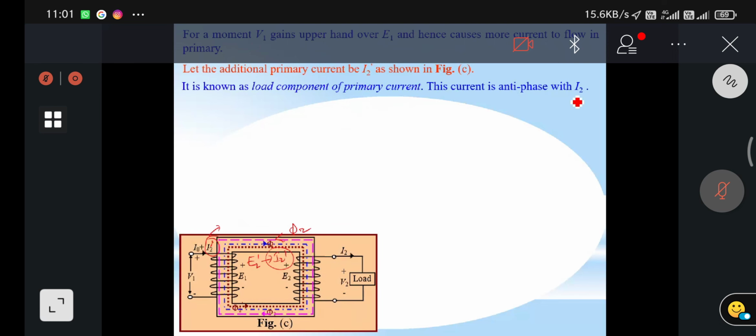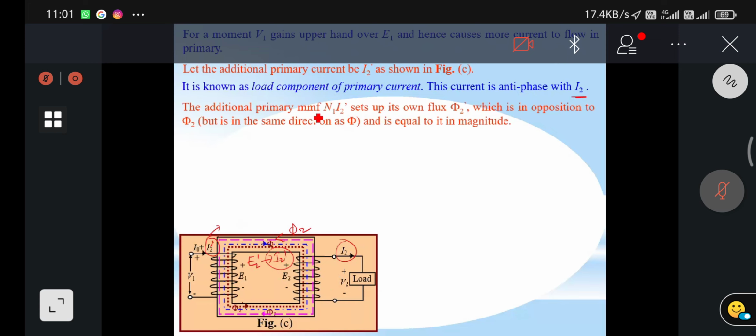It is known as the load component of primary current. This current is in anti-phase with the I2. And the additional primary MMF is N1 I2 dash here, which sets up its own flux Φ2 dash. So which produces the Φ2 dash.